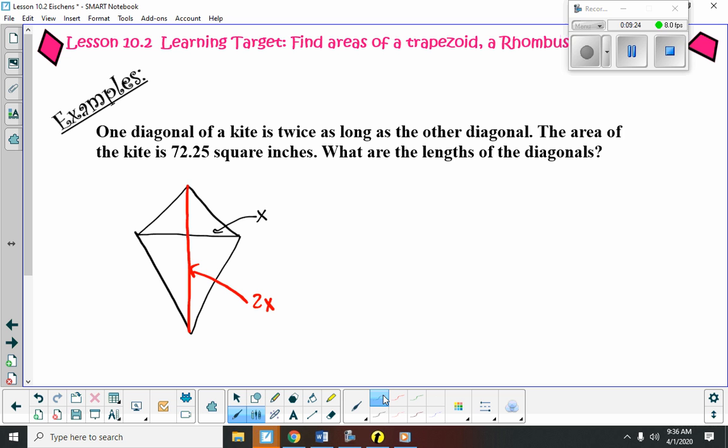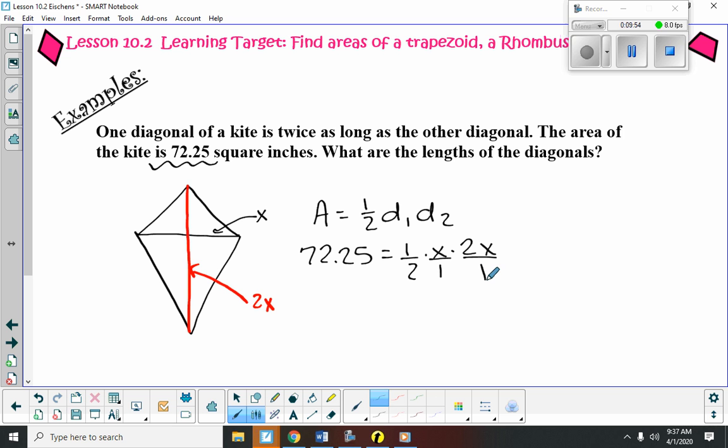So now the next thing I do when I'm solving problems like this is I write the formula, 1/2 D1 times D2. And then fill in everything you know. Area, it says, is 72.25. And then we have times 1/2. The first diagonal is x. The next one is 2x. I'm going to write this over 1 and this over 1. So what we have is 72.25. And if we multiply across on the numerator, 2x times x is 2x squared over 2.